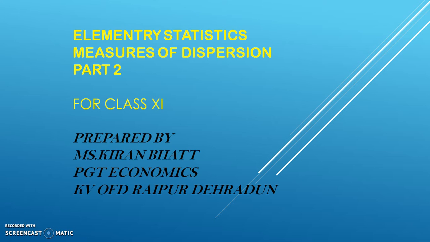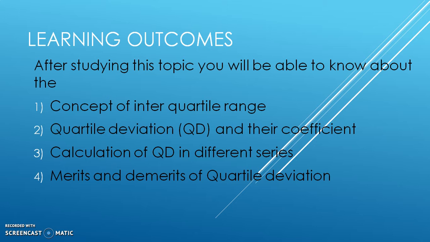Elementary Statistics, Measures of Dispersion, Part 2. Learning Outcomes. After studying this topic, you will be able to know about the concept of interquartile range, quartile deviation and their coefficient, calculation of quartile deviation in different series, merits and demerits of quartile deviation.